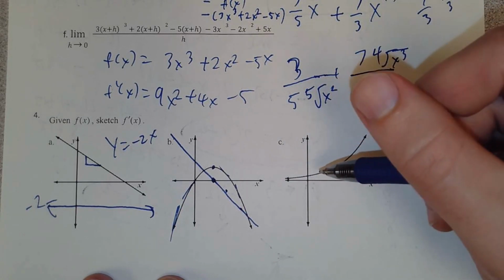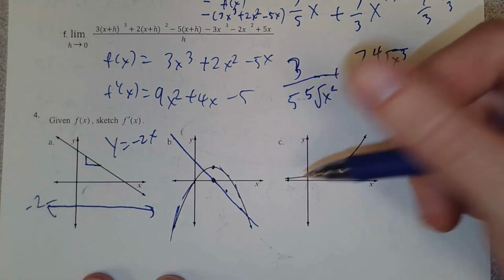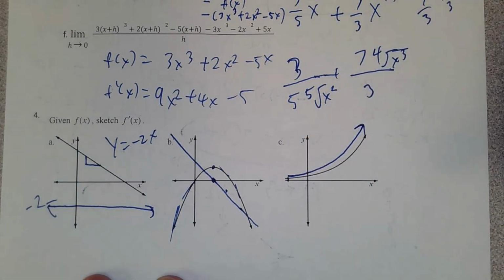It's concave up. It never turns down. So the derivative is also always going to be positive and increasing. So it could look like that. I would also accept a line, anything like that. But it's always increasing and always positive.